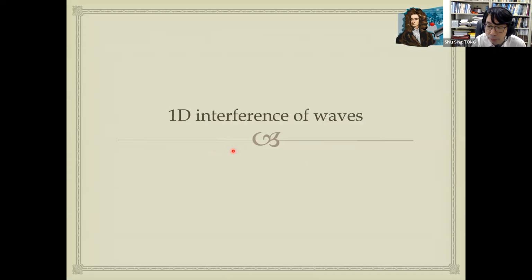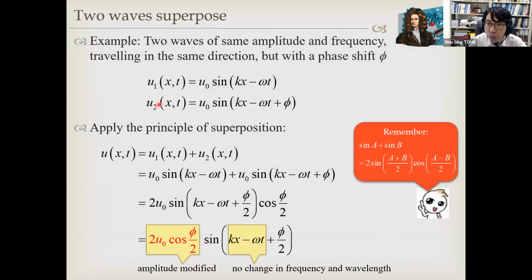Now, having learned the principle of superposition, we discuss the one-dimensional superposition of waves. Suppose we have two waves that look like this. These two waves have the same amplitude, u0, and both waves are traveling in the same direction. They both have the factor kx minus omega t, so both waves are traveling in the positive x direction. The only difference between these two waves is that the second wave has a constant phase phi. It's shifted by a constant phase with respect to the first wave.